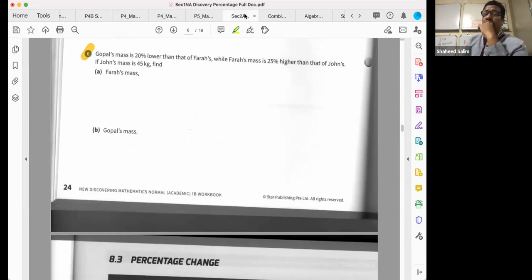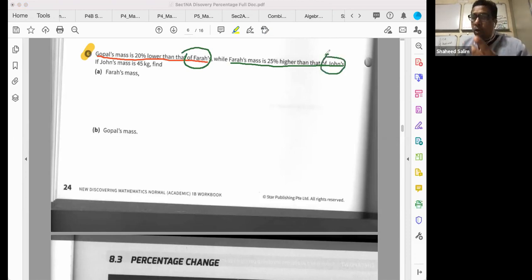So down here, I put in different colors, okay? The 100% is different down here. Who is 100% here is different from who is 100% here. You must know that. 100% here is always off. Down here, Farah's weight is 100%. Down here, John's weight is 100%. That's why I tell you, 100% can change. Be careful.